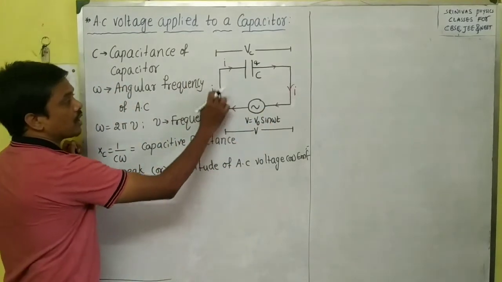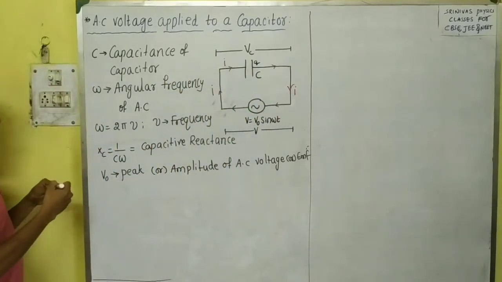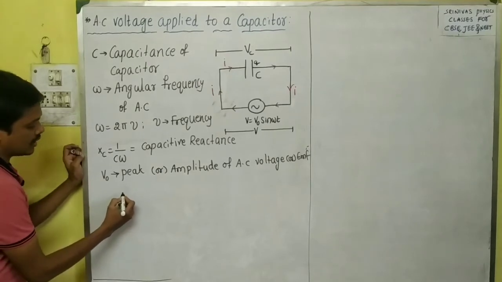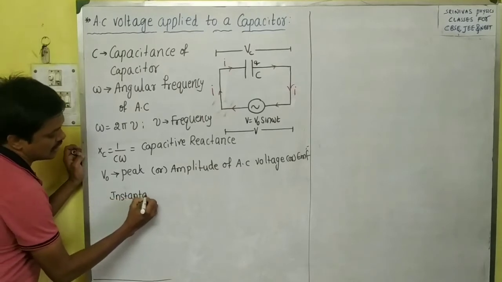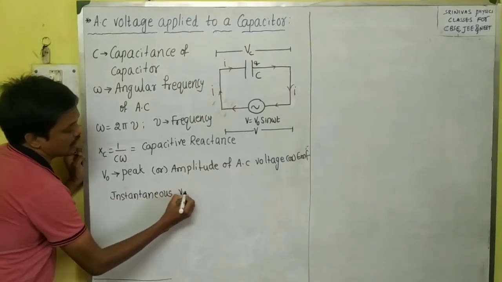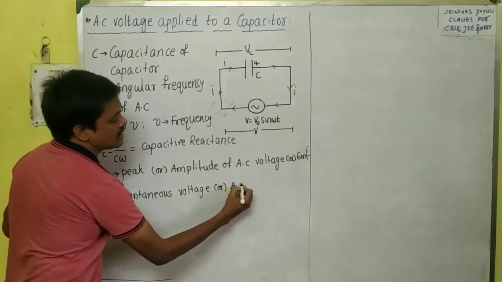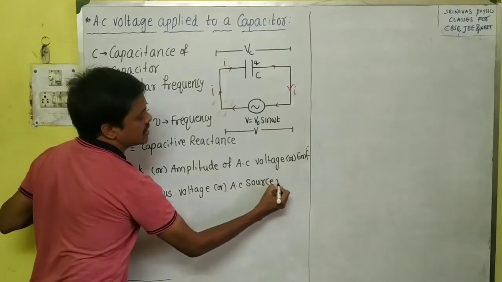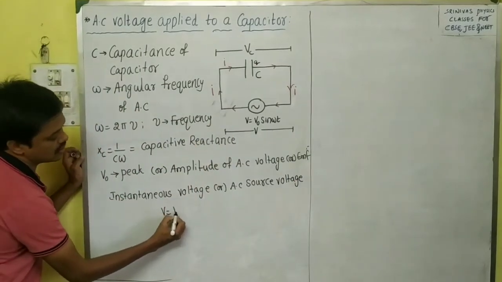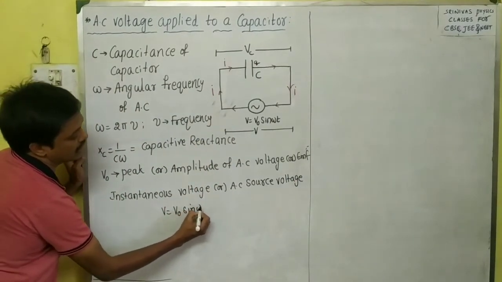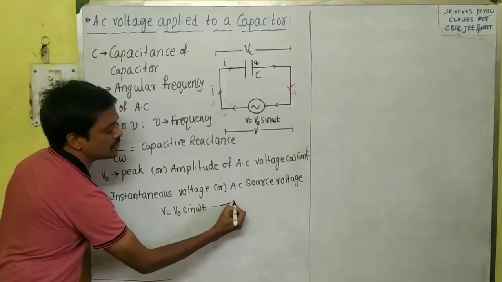Now I am going to derive the formula for the instantaneous current through the capacitor. For that, first I am going to write the AC source voltage, the instantaneous voltage that we are connecting to the capacitor. What is the AC source voltage? We can write V is equal to V0 sine omega t. This is the voltage at any instant of time, or the EMF at any instant of time. This is equation 1.